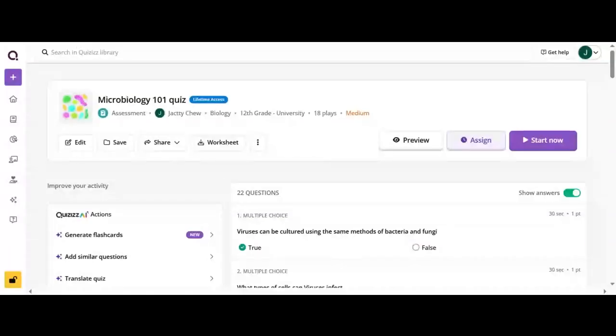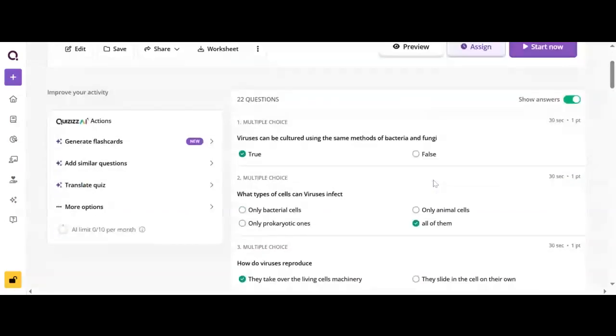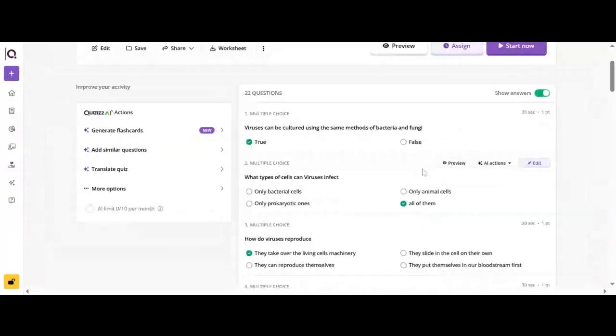Okay, so this is where we are just now. Questions. Viruses can be cultured using the same method as bacteria and fungi. Why is this wrong? The answer is false. Why? Okay, so some of you may be scoring 100%.